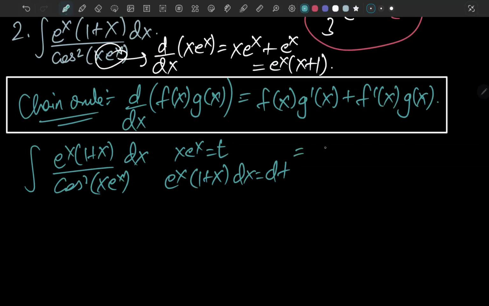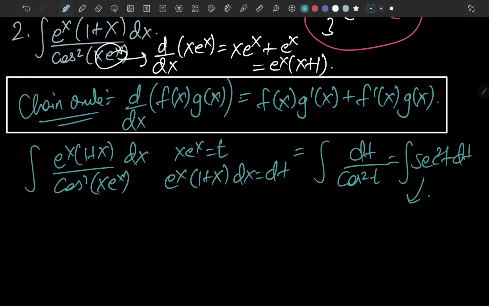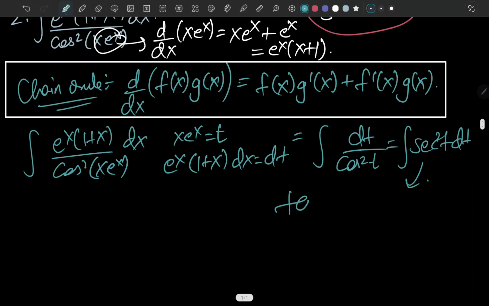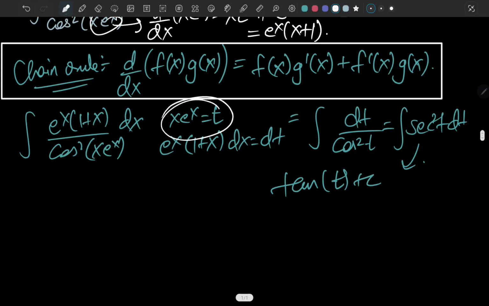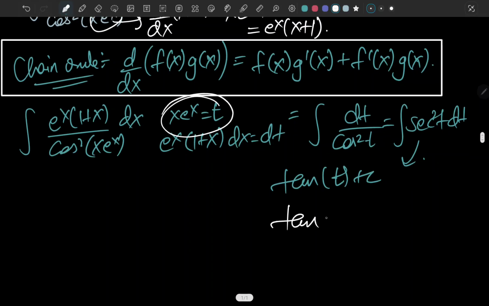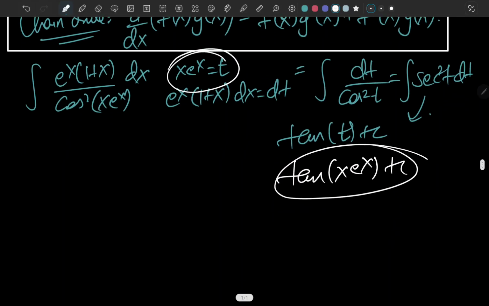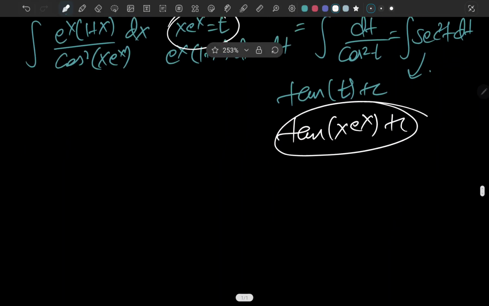So we are simplified to dt over cos square of t. That simplifies to secant square of t dt. And the integral of secant square of t is just tangent of t plus c. That simplifies to, when you plug t equals x e to the x, tangent of x times e to the x plus c. This is what the value of that integral is.